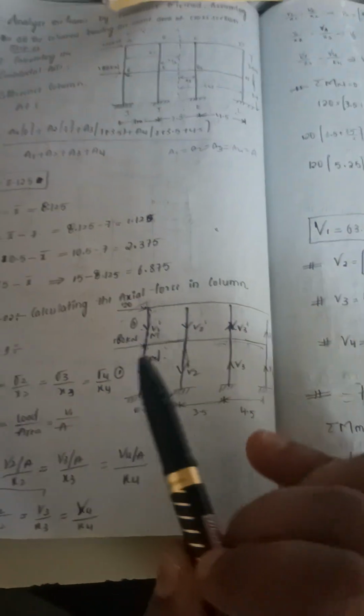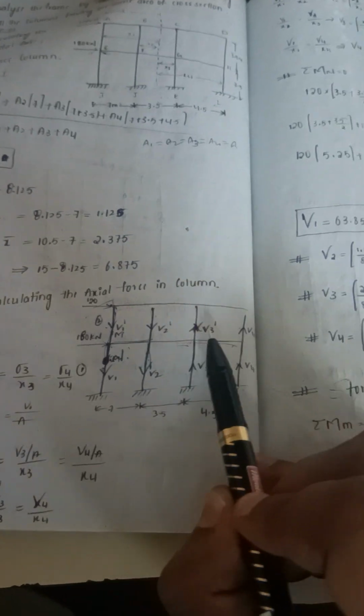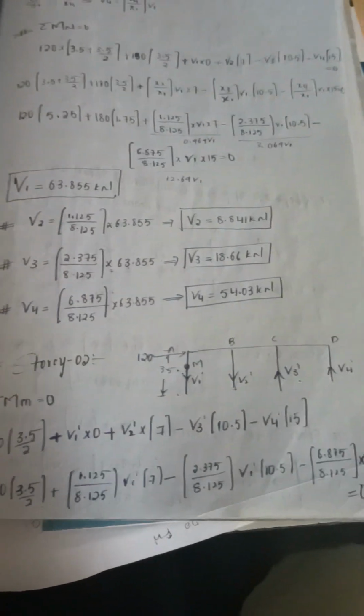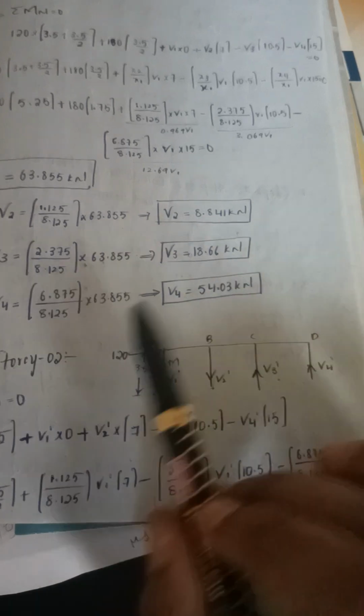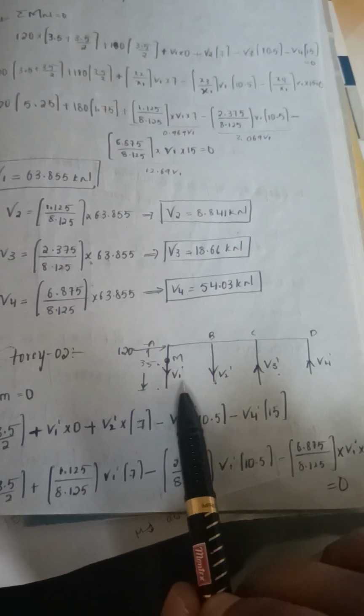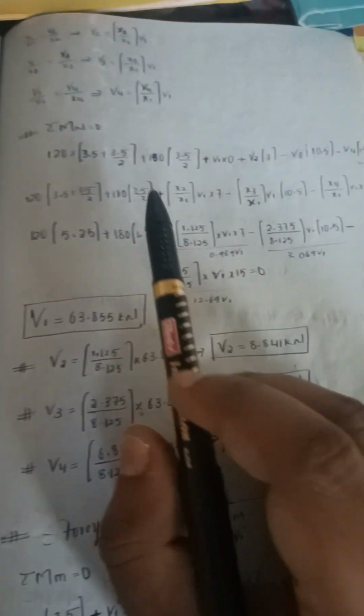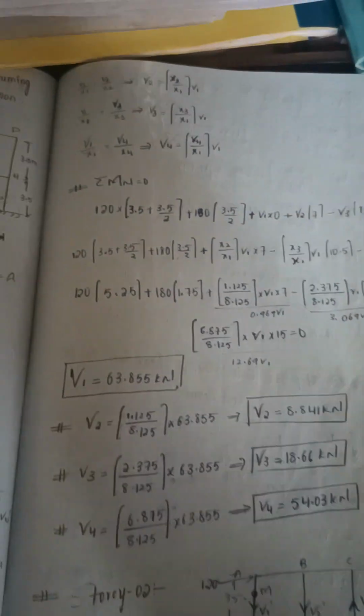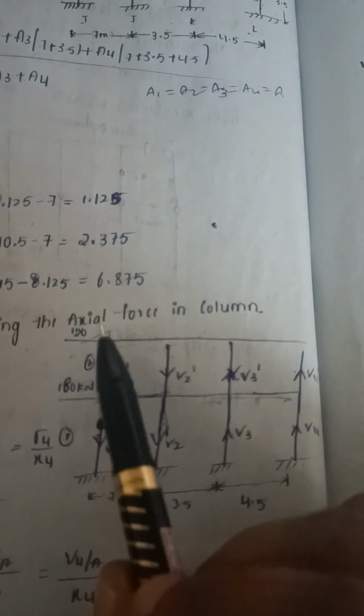So in step 2 we have found V1, V2, V3, V4, and then we need to find the dash values also. For this we need to consider the upper part, story 2: V1 dash, V2 dash. Here one more thing is that external forces are also to be considered. The 120 and 180 forces are also considered here.